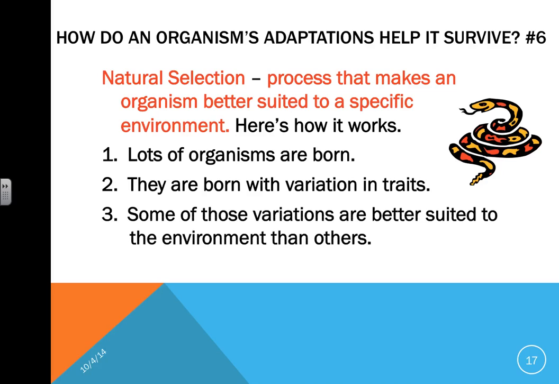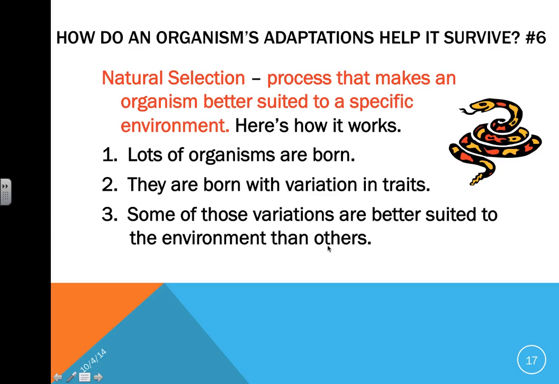Number 3, some of these variations are better suited to the environment than others. For example, if you're a mouse and you're born with blonde fur and you're living in the desert on sand, you are probably going to be pretty well off because you blend in and predators are not going to be able to see you very easily. However, if you're a mouse that's born with black fur or very dark colored fur and you're living on desert sand, you're going to stick out. So you are not better suited to that environment.